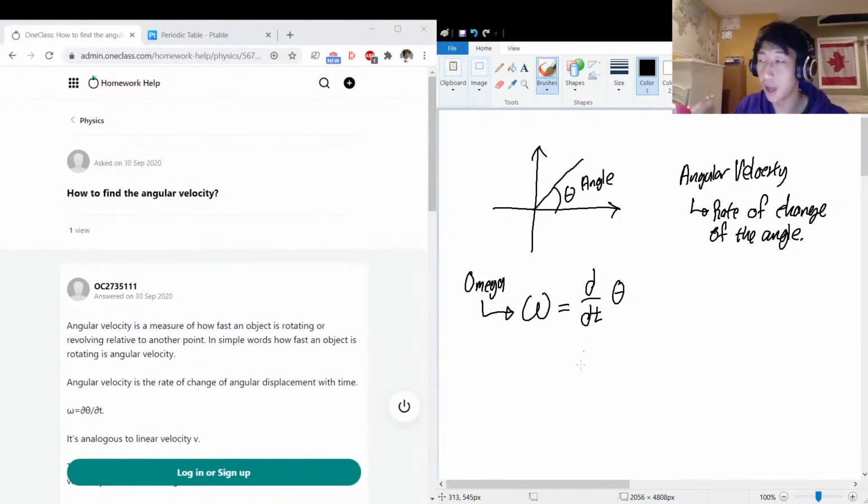If you know how its angular position changes with respect to time, well, take the derivative of the angular position with respect to time and you'll get your omega term, which is your angular velocity. Another way that you can calculate your angular velocity is, let's say you only know the linear velocity. Linear v to angular v.